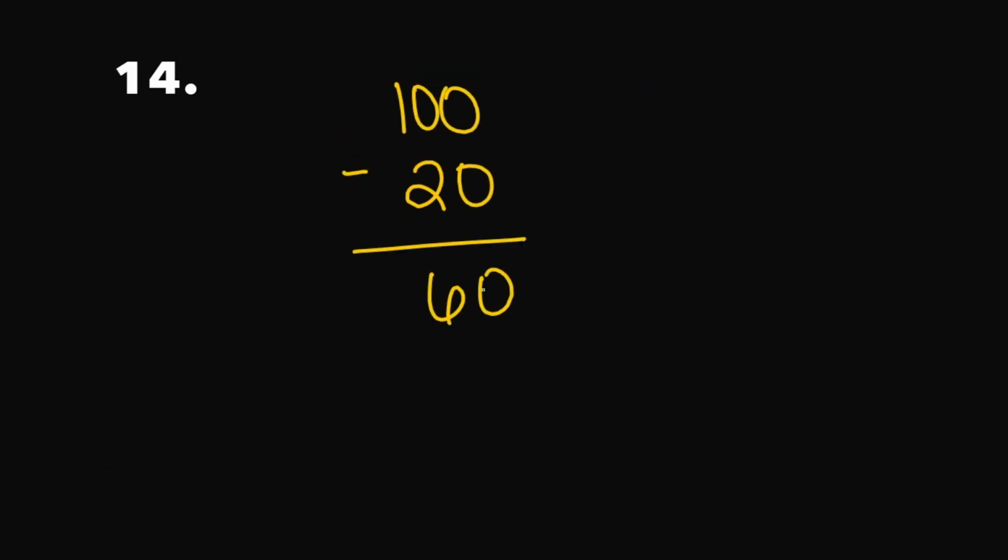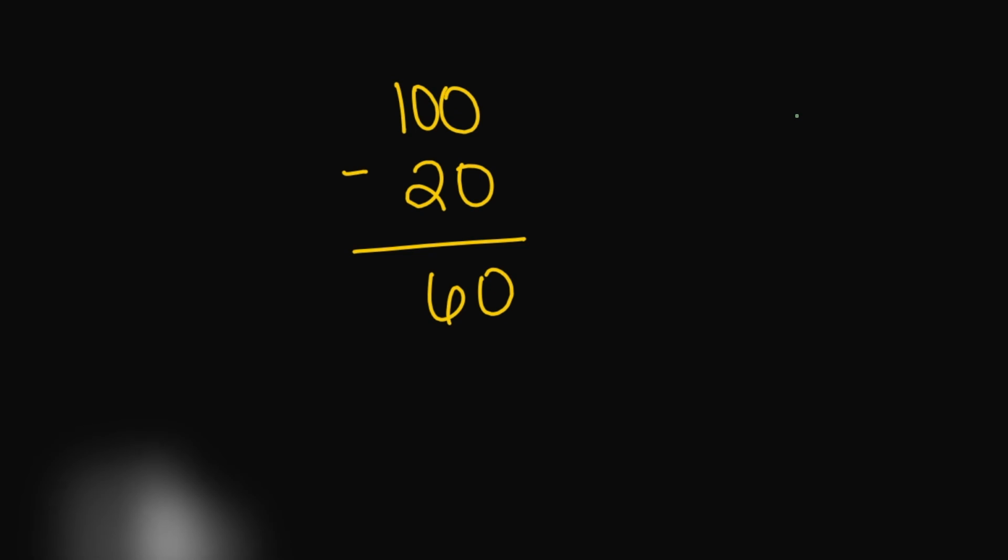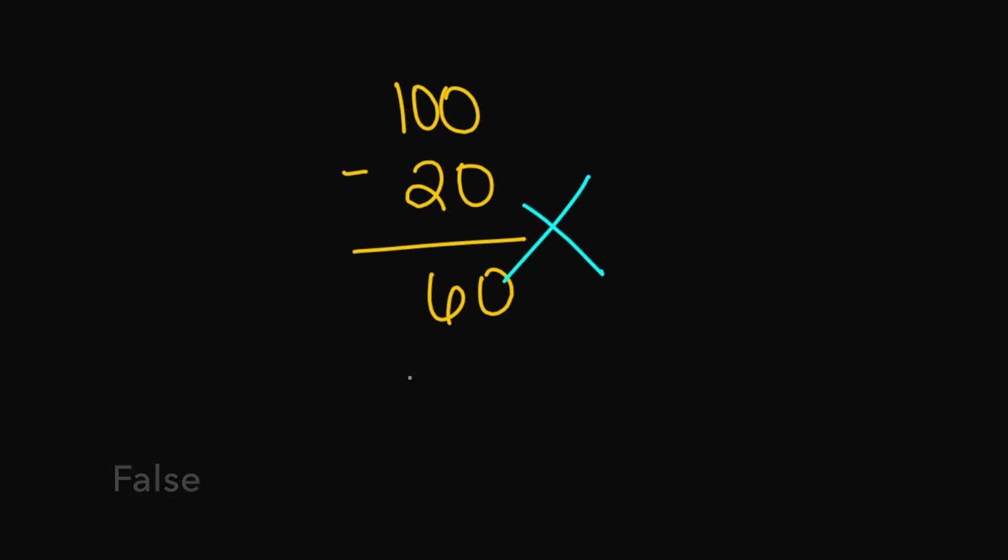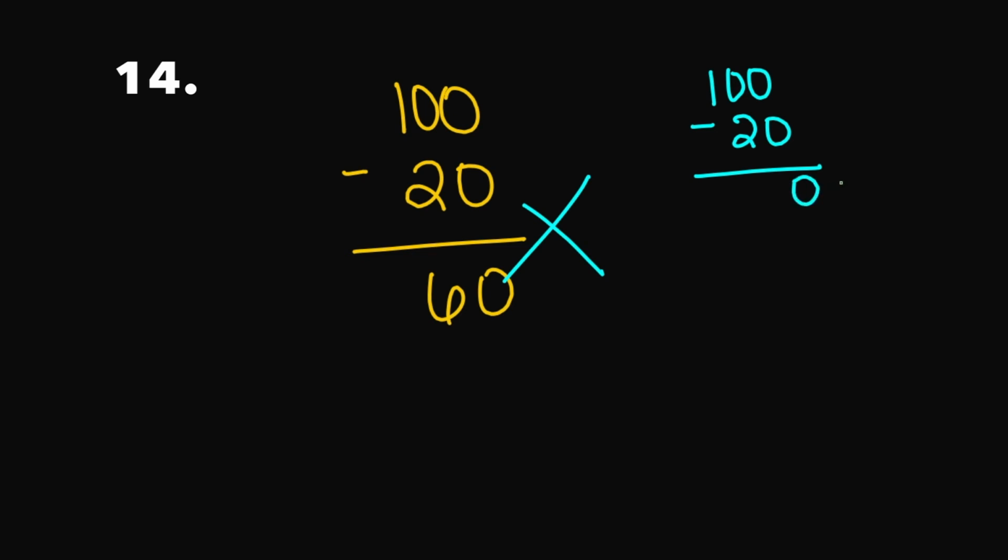So let's look at this question here. 100 minus 20 equals 60. Is this true or false? And this is false. This does not equal 60. So if you have 100 minus 20, 0 minus 0 is 0. And then here you have 10 minus 2, this is going to equal 8. So 100 minus 20 equals 80.